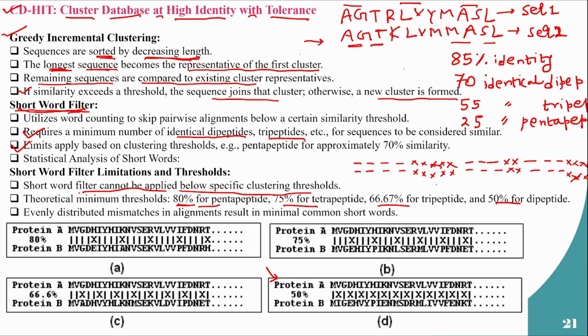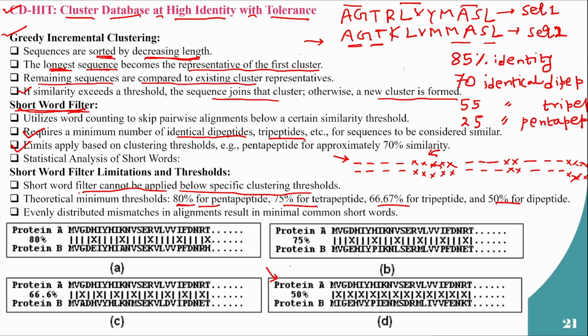You will notice that in this case some of the mismatches are grouped together, so they are present adjacent to one another. That means there will be some regions where a stretch of matches will be found, and in those regions you can compare the words and say, okay, these are matching together.